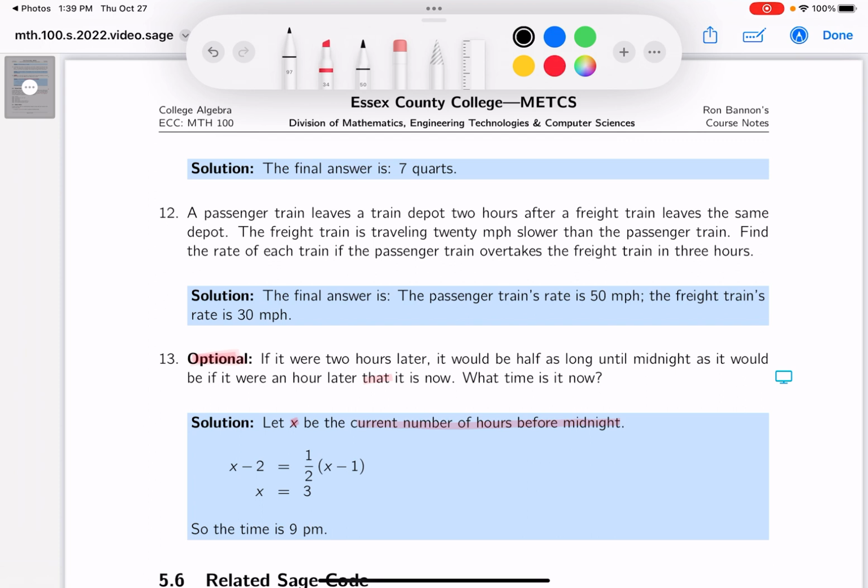If it were 2 hours later. Well, for 2 hours later, I just write this down over here. 2 hours later, it would be half as long until midnight as it would be if it were an hour later than it is now. Well, what is an hour later than now? This is the algebra.